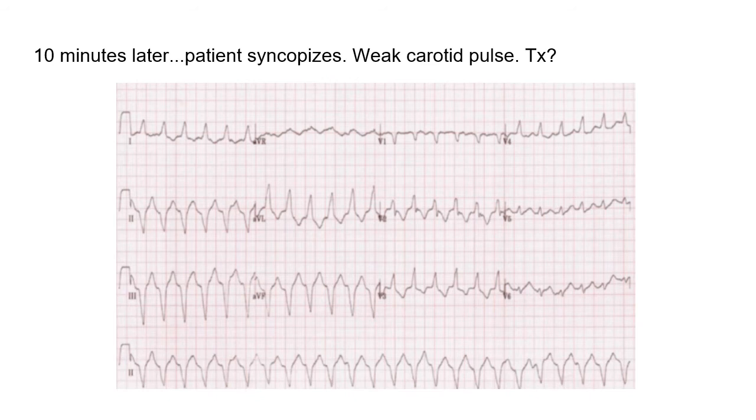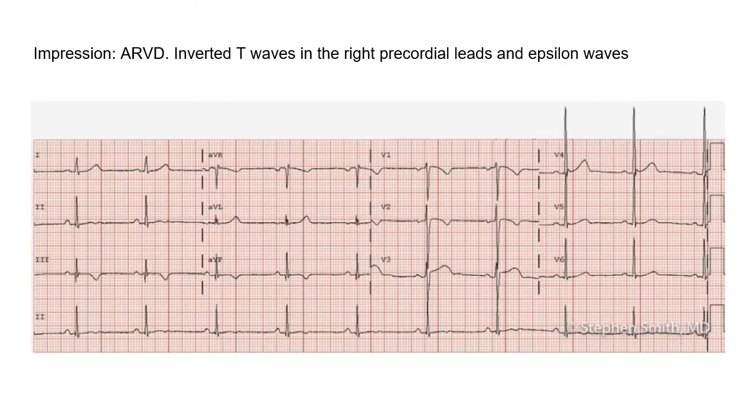But then 10 minutes later, the patient syncopizes and has a weak carotid pulse. Now what is our rhythm on EKG? So we're wide tachycardia, right? Are we regular or irregular? Regular. And the patient has a weak carotid pulse. So for wide, regular, and unstable, treatment? Yeah, cardioversion, right?